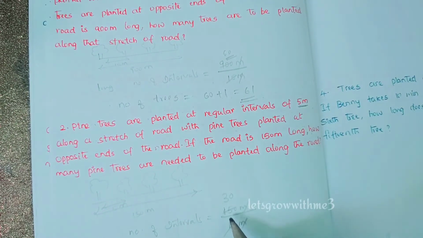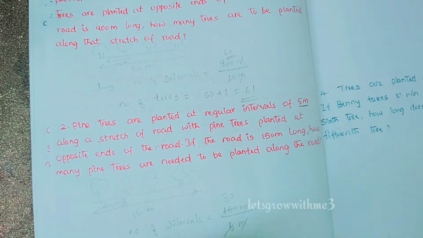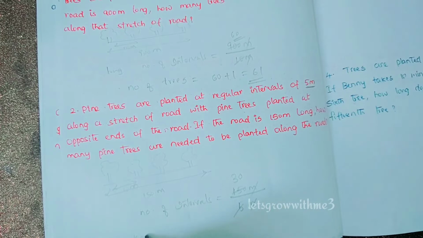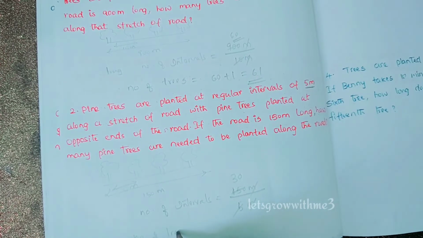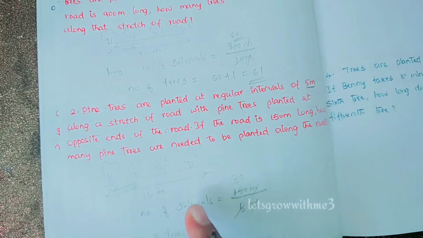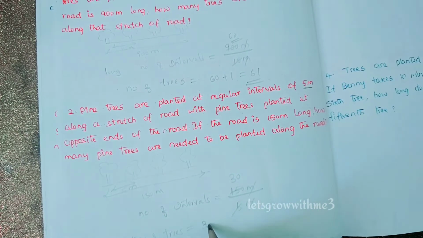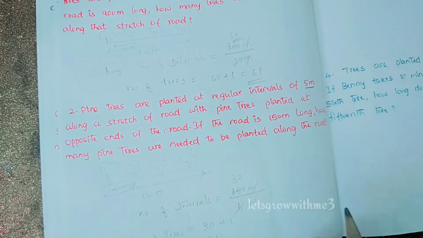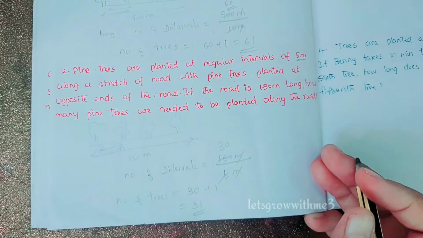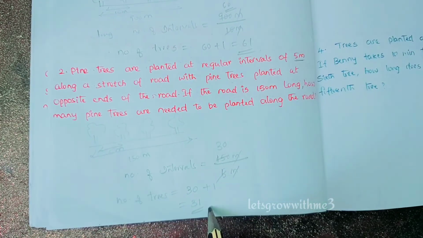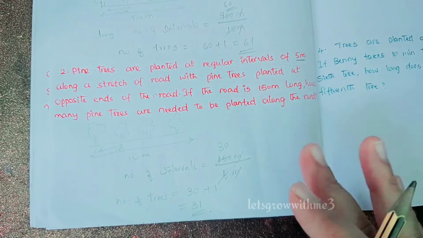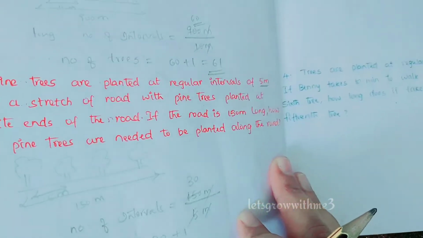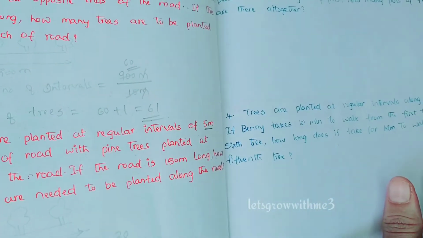5 threes are 15, right? So 30, and the number of intervals we got is 30. If the number of intervals is equal to 30, then the number of trees is equal to 30 plus 1. So how many trees must be planted? We can plant 31 trees, as it is a case 1 scenario. Okay, so let's do another question. I'll try to cover all the scenarios.